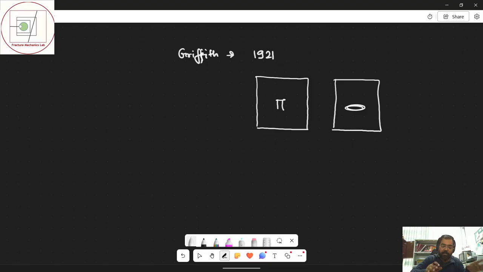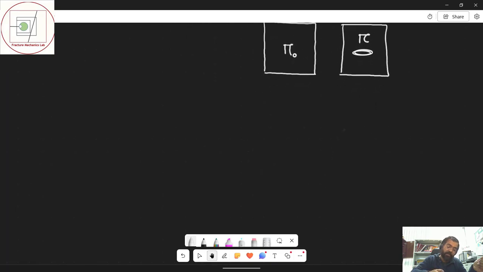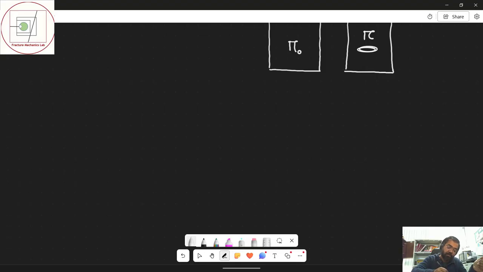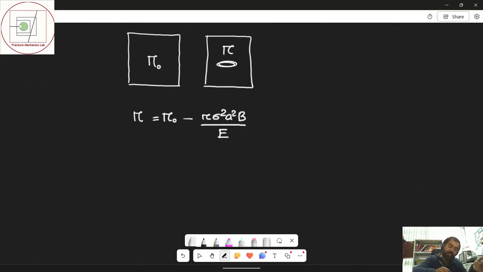Not too much importance is given here to the dimensions of the crack, and this potential energy is pi naught, the potential energy of the cracked body because of the application of forces. So you have applied some energy to it, and Griffith uses the conservation of energy approach. So the potential energy pi can be written as the initial potential energy minus pi sigma square a square b divided by E. And this comes from linear elastic fracture mechanics.